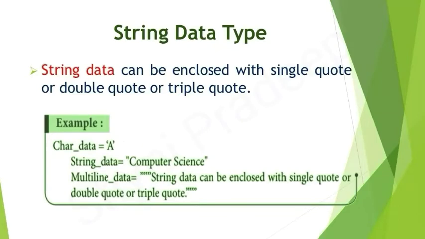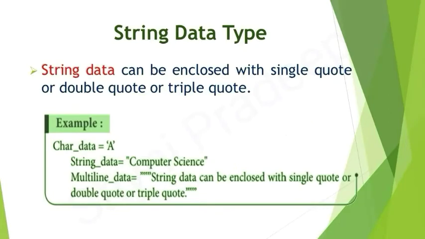And next, string data. This is single line data, computer science. The string is enclosed within double quotes. Multi-line data is enclosed within triple quotes. So this is multi-line data, and here you have to give triple quotes. So this is about the string data type.